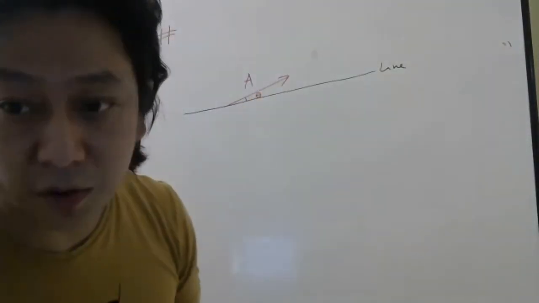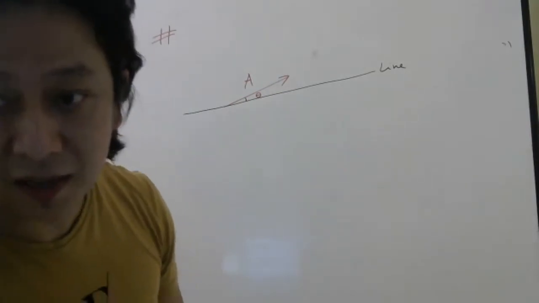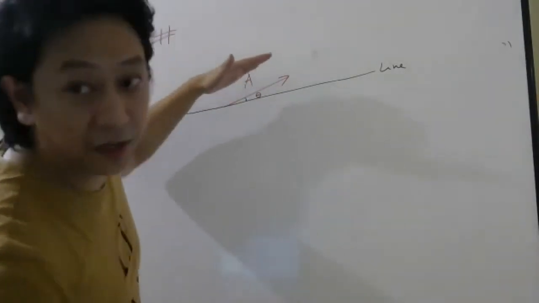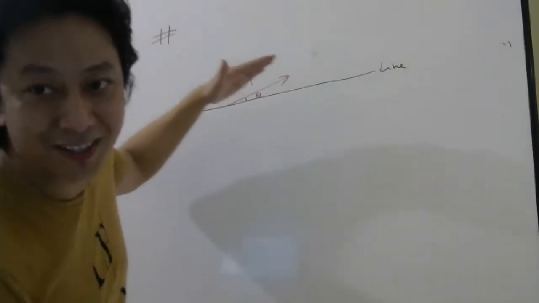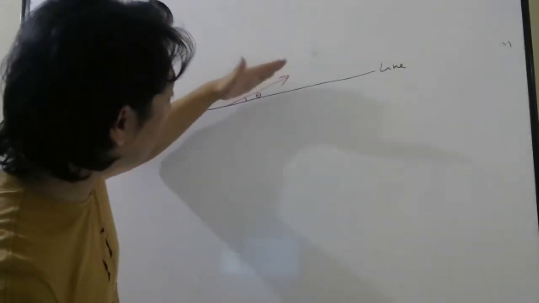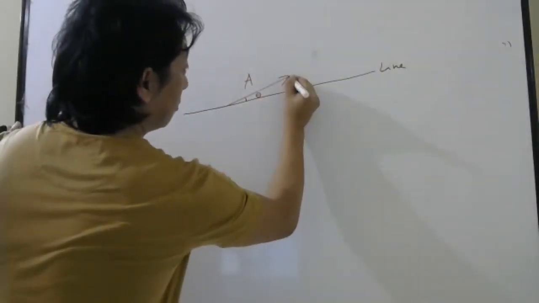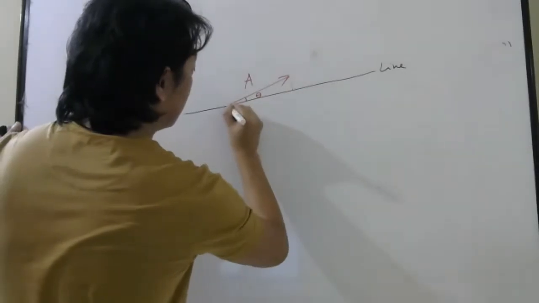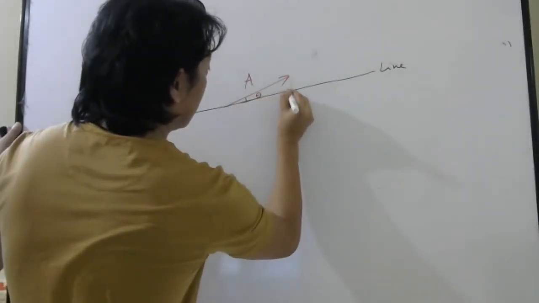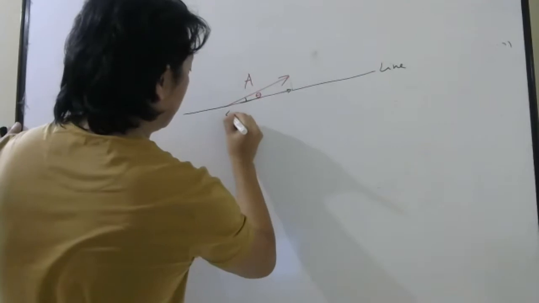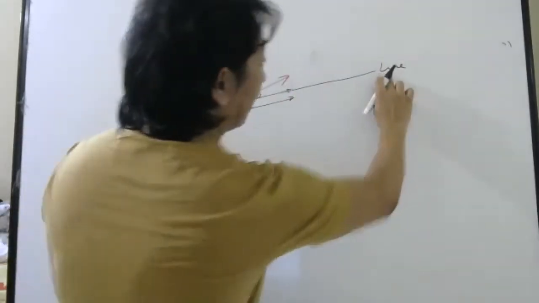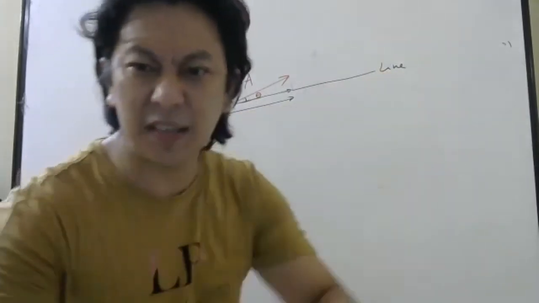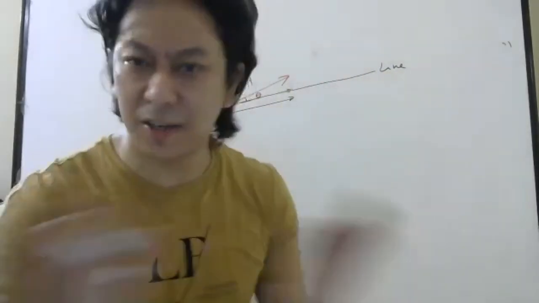So if they want the component of this vector along this line, very good Sakshi, what will you do? You will drop this perpendicular, then this is the component. So this will be the component of this vector along this line. What is this line? Any line, x-axis, y-axis, z-axis, any axis, I don't care.